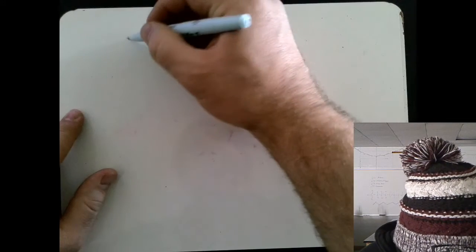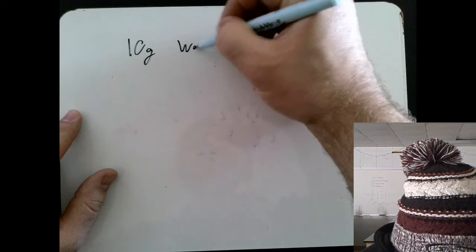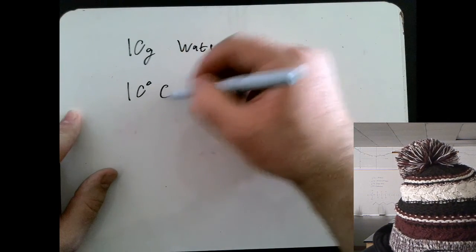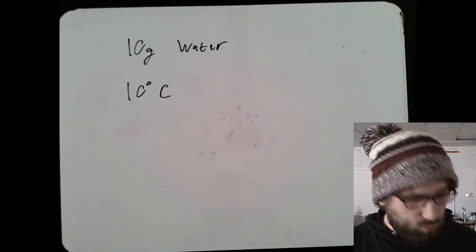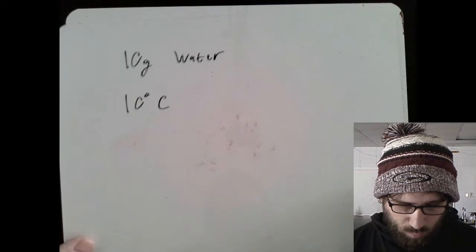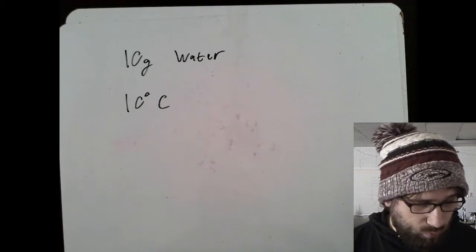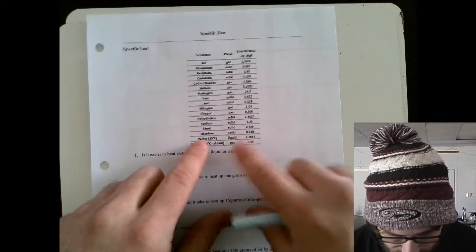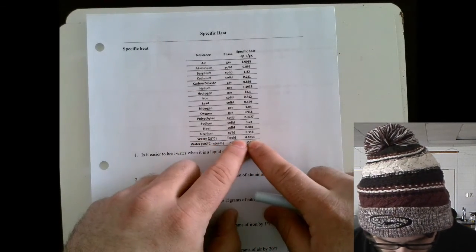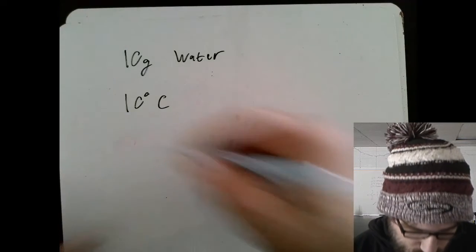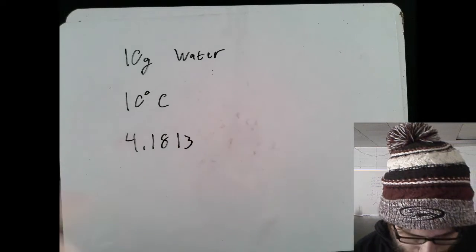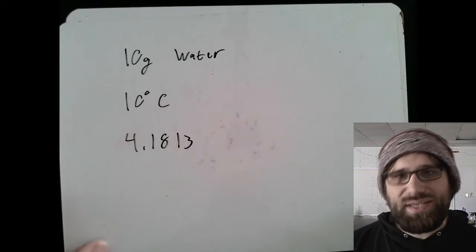How much energy would it take to heat up 10 grams of water by 10 degrees Celsius? Well, we're going to take that equation, this one right here, and we're going to plug these variables in. So first we need to look at our table and say, okay, the specific heat of water on this table, water is 4.18. Okay, so let's label which variables each of these things are.